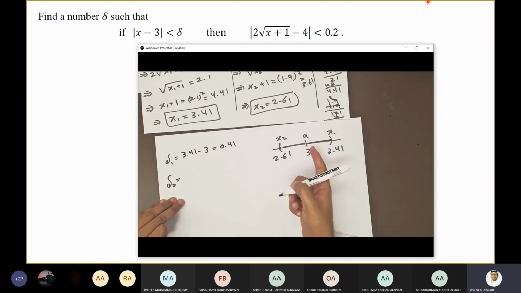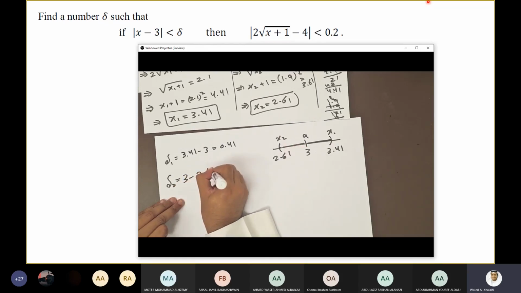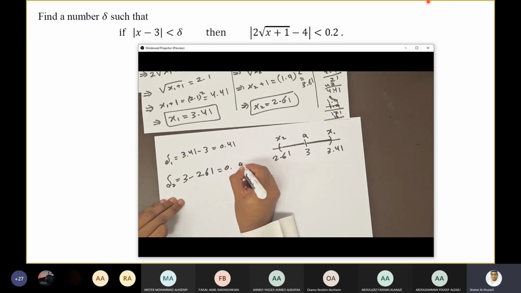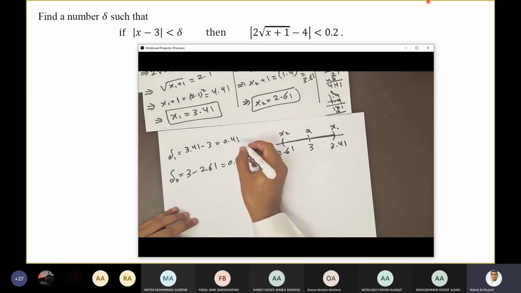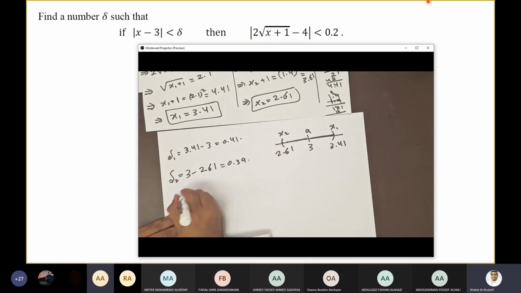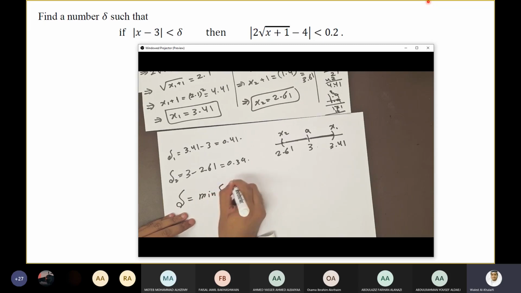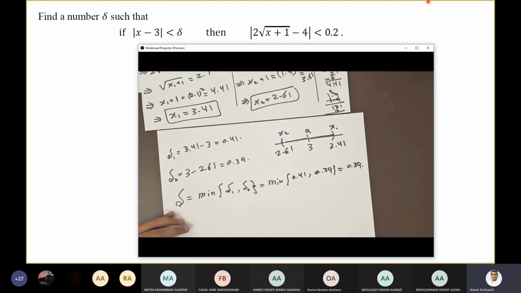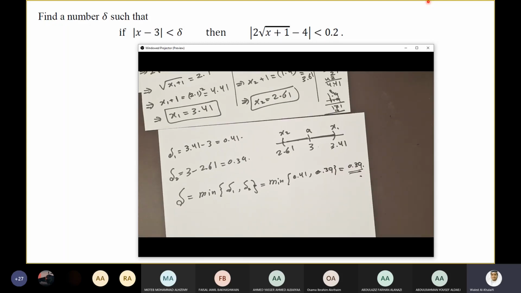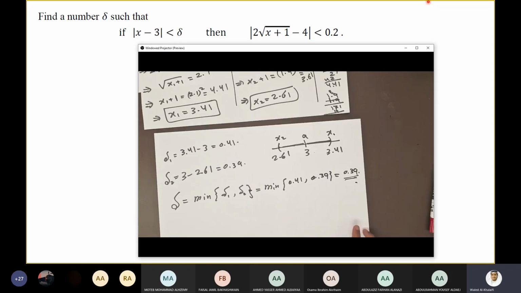And delta 2 will be this length, calculated as 3 minus 2.61, and this will be 0.39, right? Okay, guys. Now, which one will I pick? The smallest. So the delta will be the minimum of delta 1 and delta 2, which is the minimum of 0.41 and 0.39. So the smallest one, as you know, is 0.39. And this is your delta.